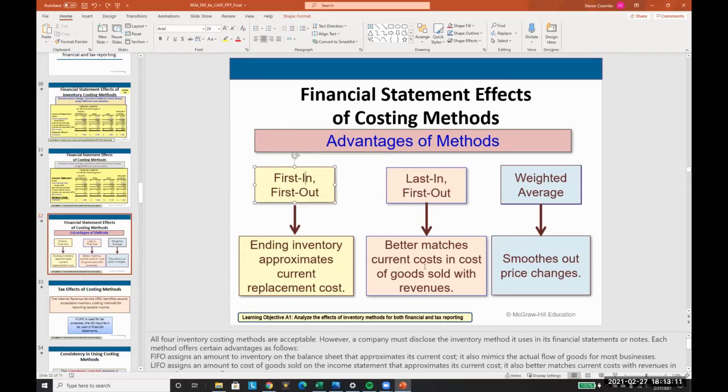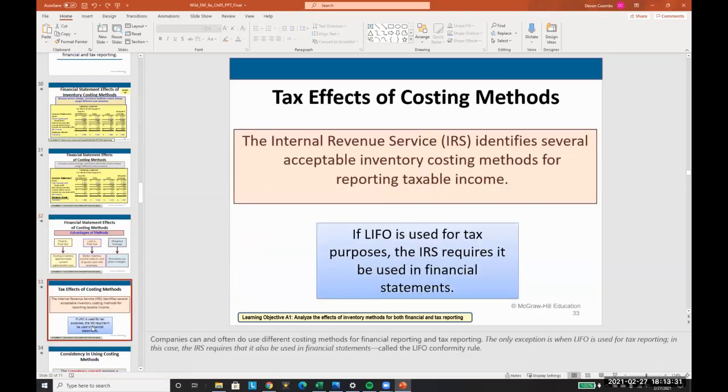Last in, first out, it better matches the costs. Like in reality, we're probably going to sell our most recent goods first, unless we're a grocery store. Like we'll probably sell the new product will be the first one on the shelves. And so it might better match the current prices of goods or the current cost of goods with the revenue. And the weighted average will give you something in the middle.